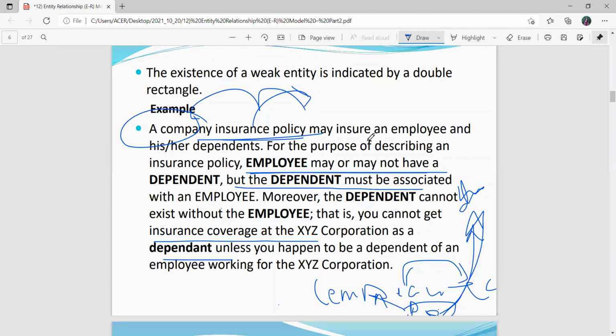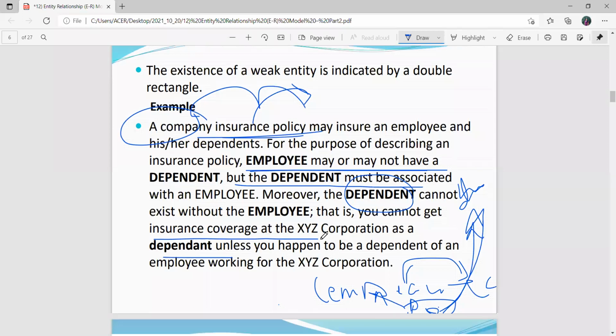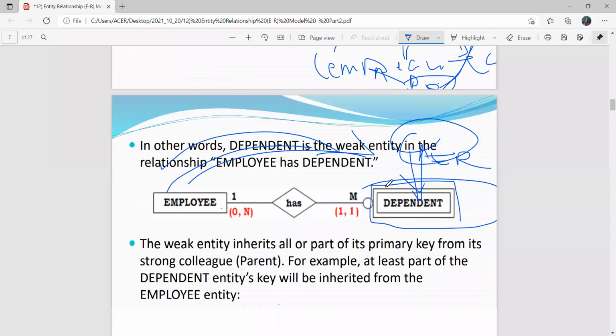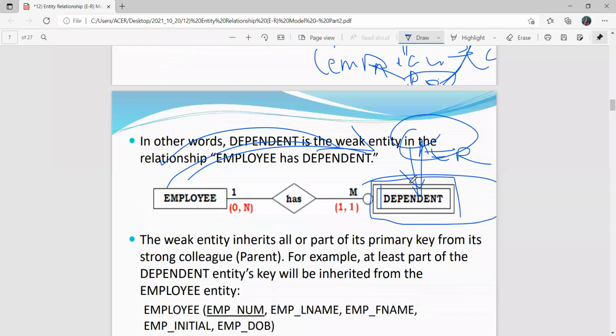Okay. So XYZ company. Now you can see this dependent is totally dependent on this employee. That means this dependent cannot exist without this employee. So the dependent is a weak entity. You can see this dependent is a weak entity. We can denote this weak entity by using a double rectangle.